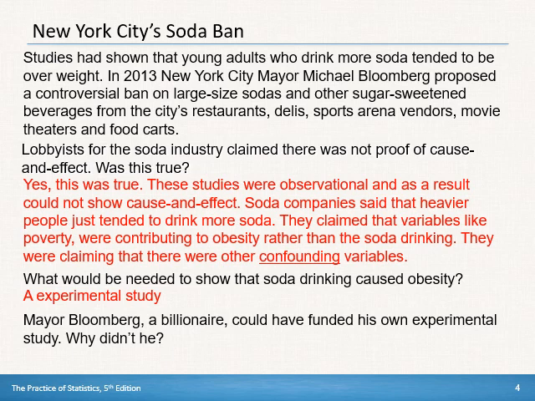He has more money than anybody else. He's a billionaire. He could afford to do this. Why didn't he? Well, the reason is that this would be unethical. So think about what this kind of experimental study would do. Let's say we have 1,000 teenagers who volunteer for this study. We break them randomly into two groups of 500 each. This group of 500 randomly selected teenagers would be forced to drink a liter of soda every day. The other 500 would be forbidden from drinking any soda.